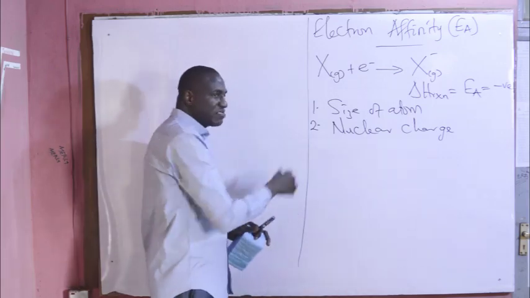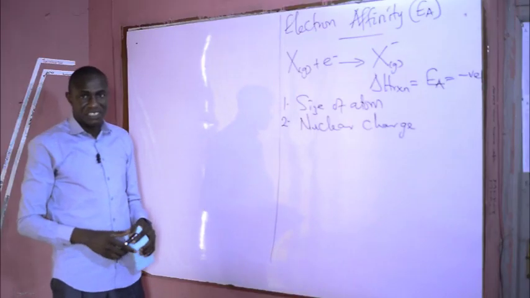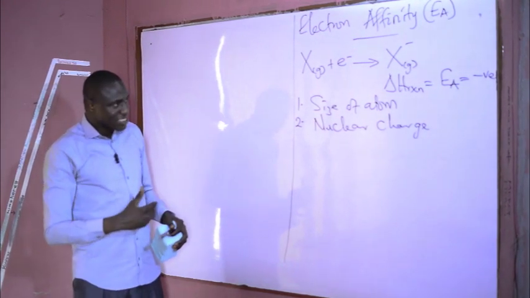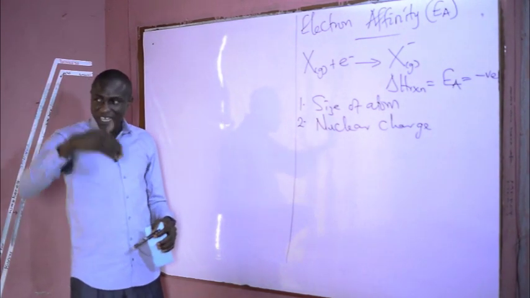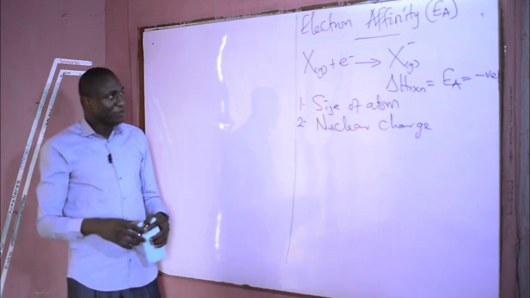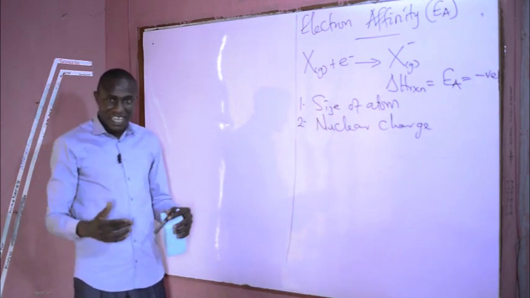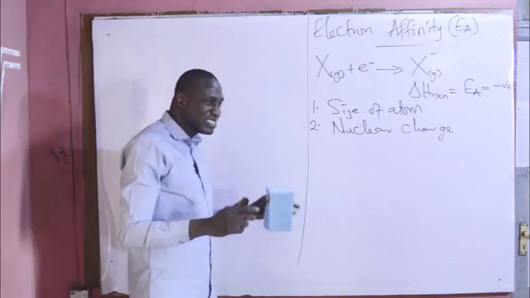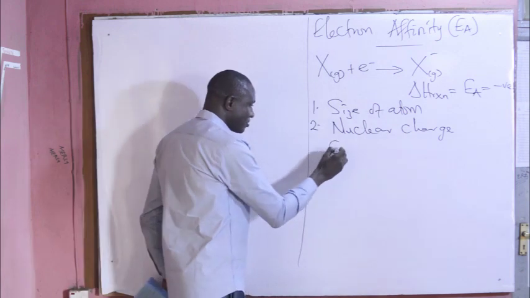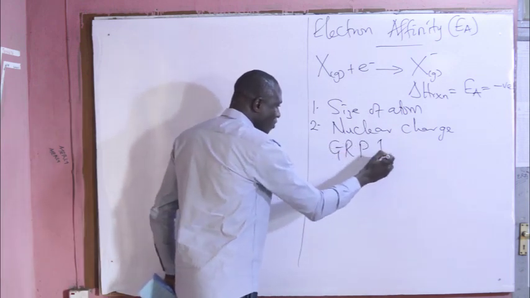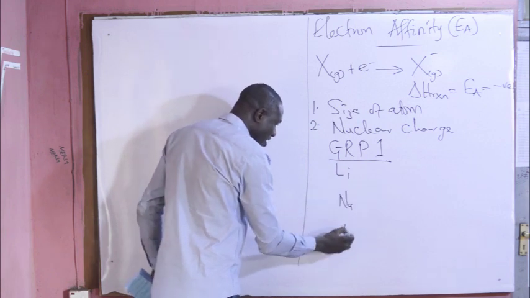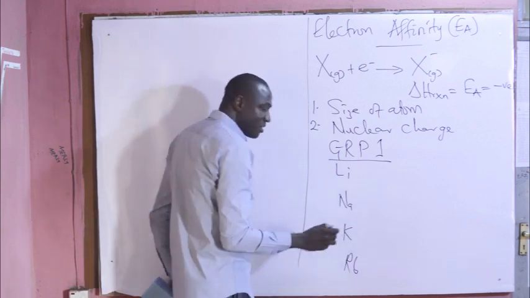So how does the size of an atom affect electron affinity of that particular atom or element? We know that as the size of atom increases, especially down the group, when you go from top to bottom down a particular group in the periodic table, there is increase in size, and that is as a result of increase in the number of shells. Take for instance, if you look at group 1 elements, we have lithium, we have sodium, we have potassium, we have rubidium, among others.